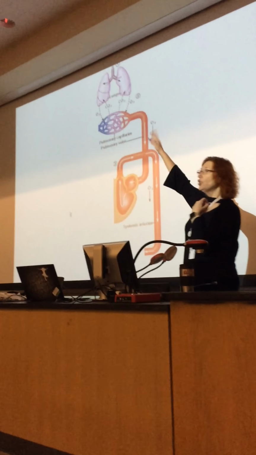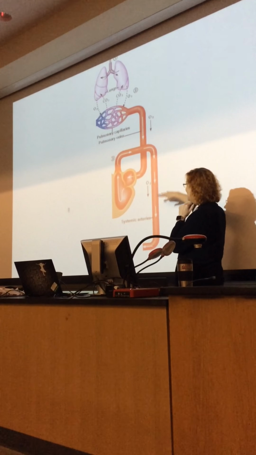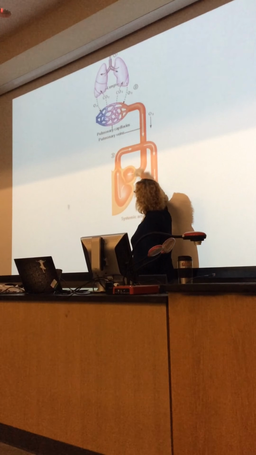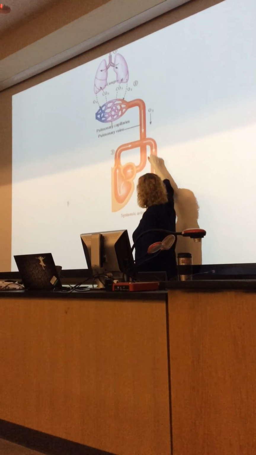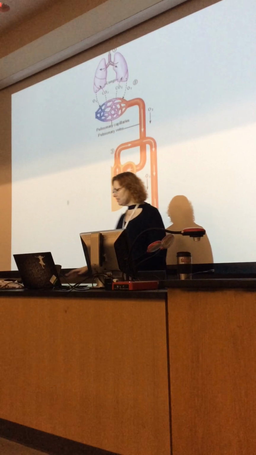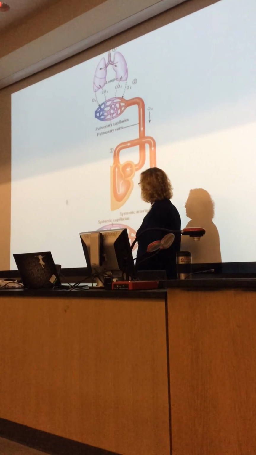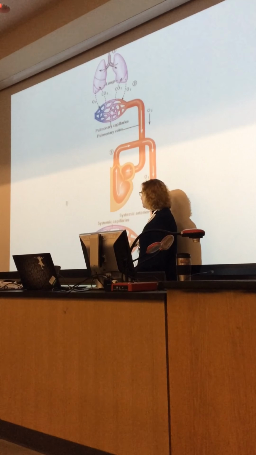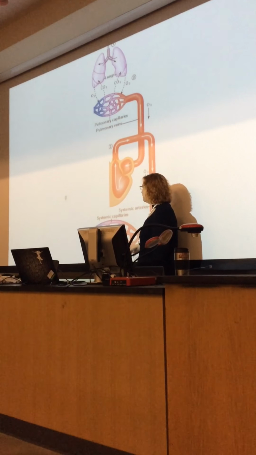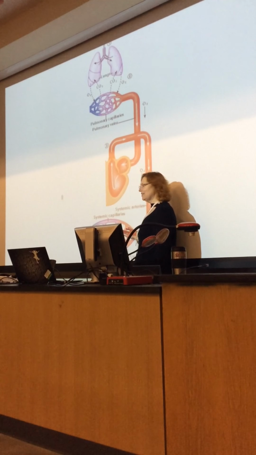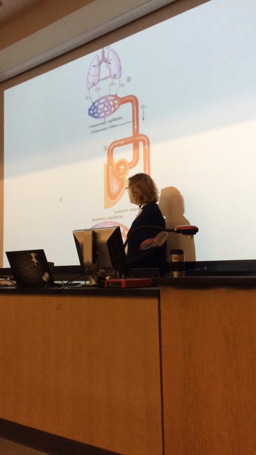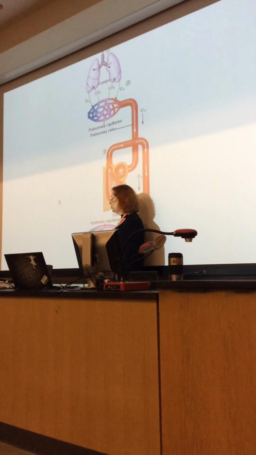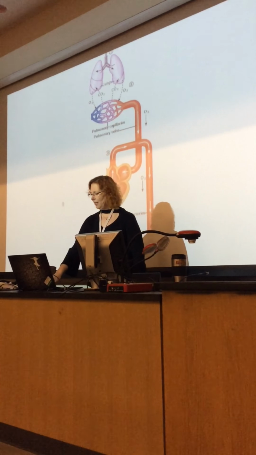Then the oxygen-rich blood goes through the systemic system, all of the systemic pulmonary veins, through the left side of the heart, through the systemic arteries, until we get to the systemic capillaries, which are the site of exchange. Oxygen moves down its pressure gradient out of the systemic capillaries into the tissues. CO2 moves down its pressure gradient out of the tissues into the systemic capillaries.